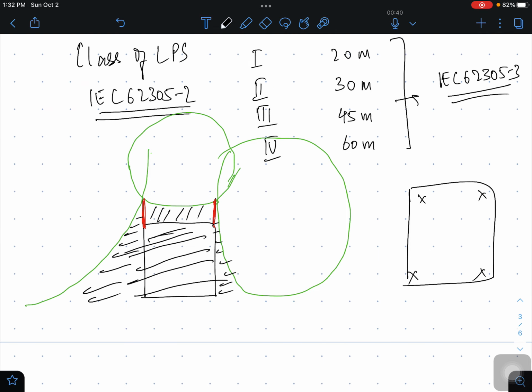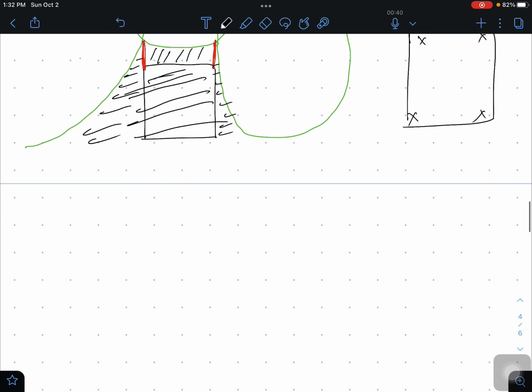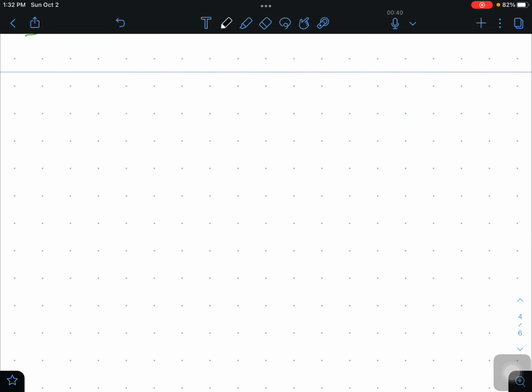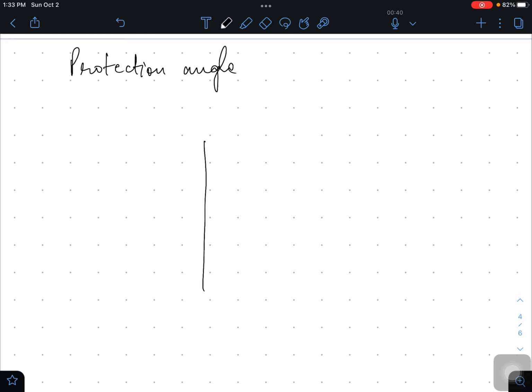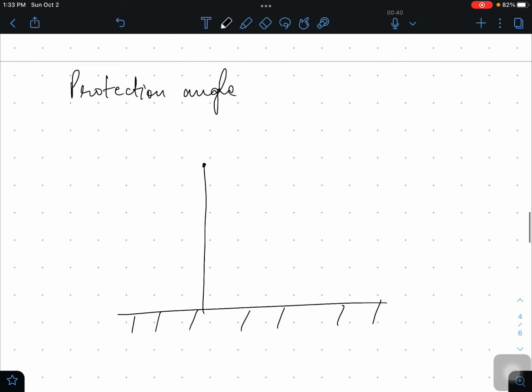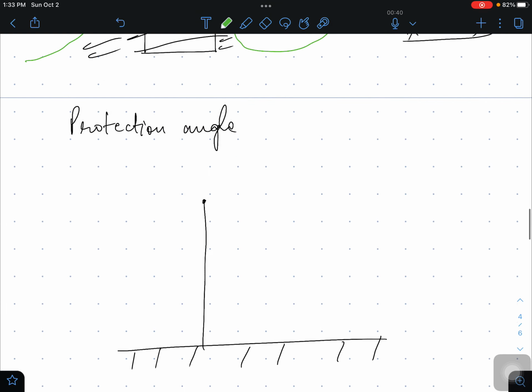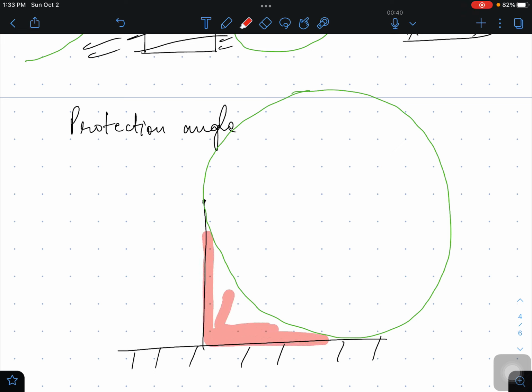Now we will understand a basic idea of protection angle. This protection angle method is basically a mathematical simplification of the rolling sphere method. So this is your rod, this is your vertical rod, and this is your sphere. The sphere is protecting this area, as you have seen already. This area is protected by the sphere.